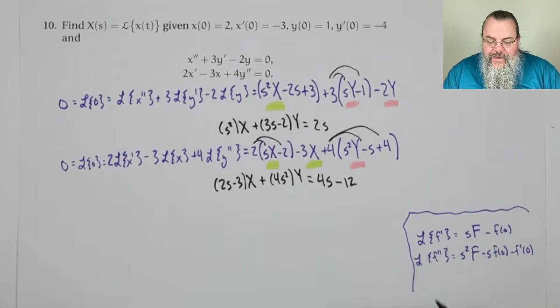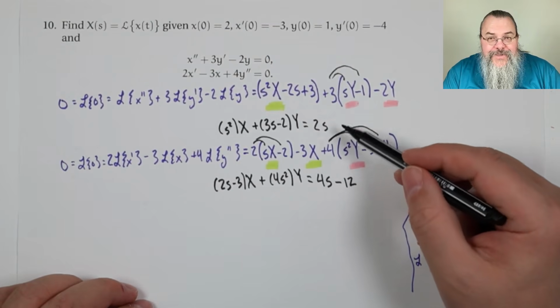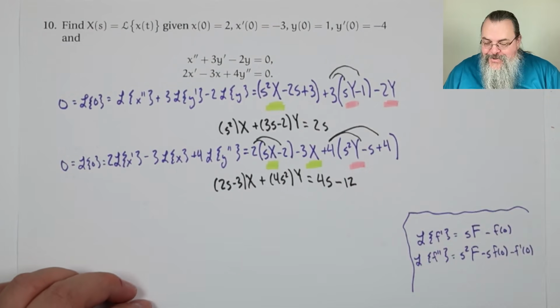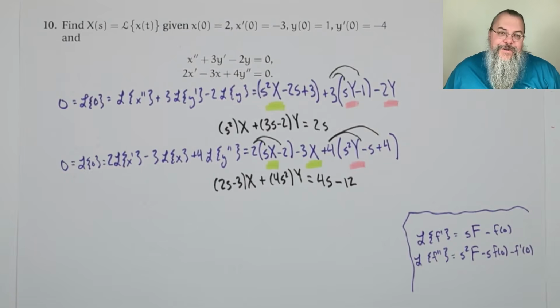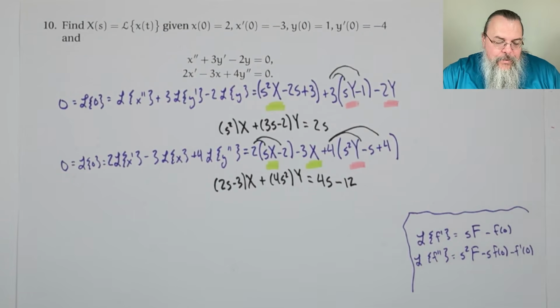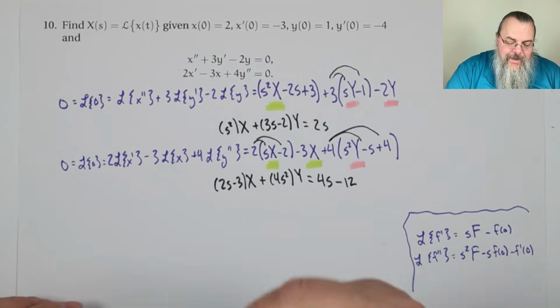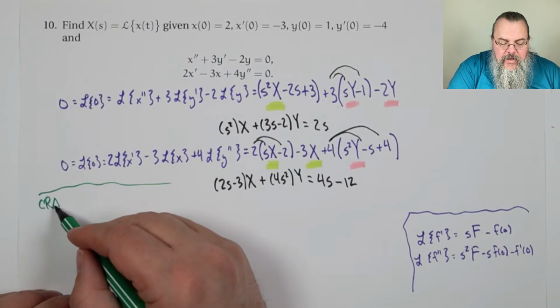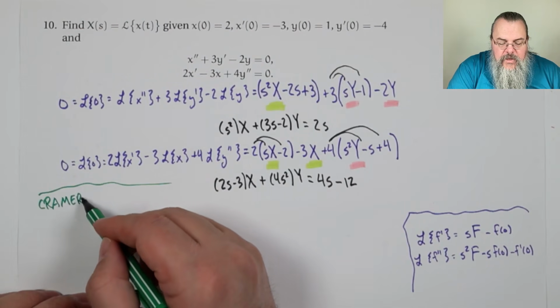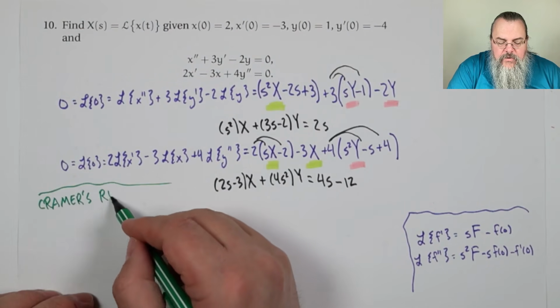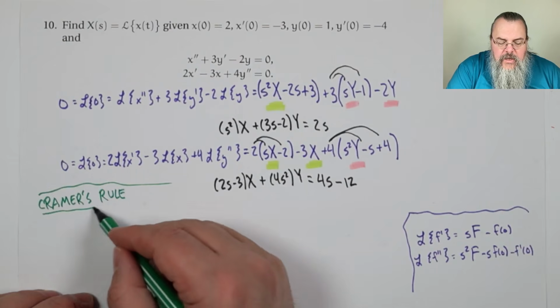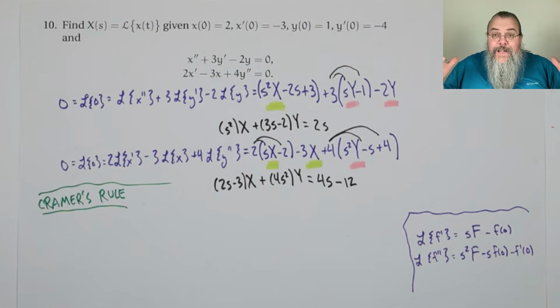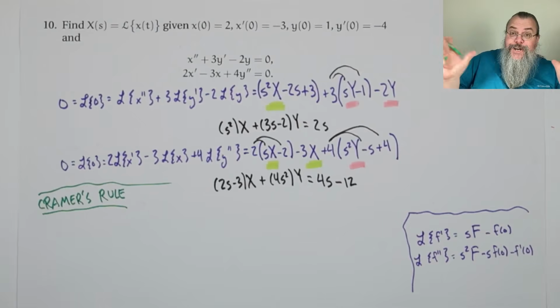Whew. Now, what do you see? Two equations, two unknowns. So we solve. And there's a couple ways we can solve, but we're going to channel our Cramer's rule. It's a nice way to solve two equations, two unknowns. Essentially, this is just a fancy way of saying elimination. We like elimination.